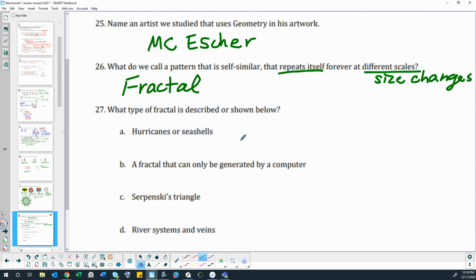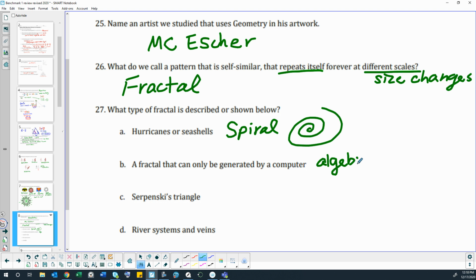Fractals can be seen in hurricanes or seashells, and that type of fractal is known as a spiral fractal, where it just spirals in closer and closer or spirals outward further and further away. A fractal that can only be generated by a computer is an algebraic fractal because it takes an equation and creates a complicated image out of the equation.